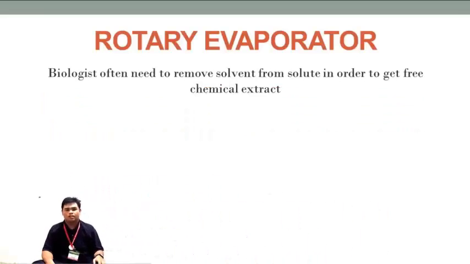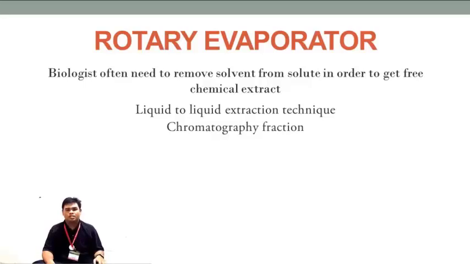Today I will present a little bit about the Rotary Evaporator, always known as the Rotovap. What is the Rotary Evaporator? The Rotary Evaporator is used to remove the solvent from the solid in order to collect the product. There are several types of sample that can be used in the Rotary Evaporator, which are liquid to liquid extraction, aliquot, chromatography fractions, and also crude fraction mixture.